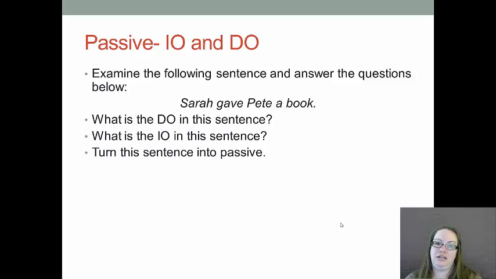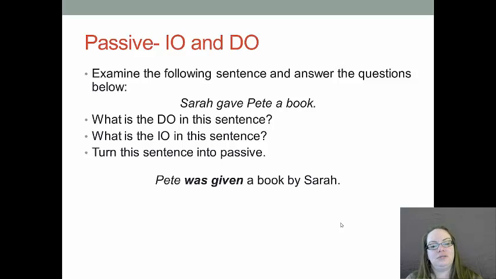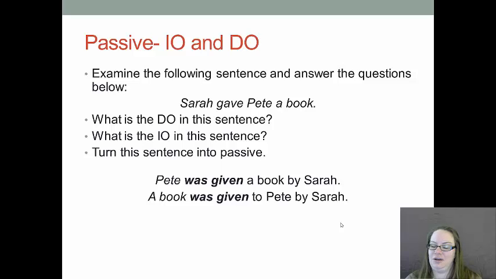If we change this to a passive sentence, we actually have two options. Pete was given a book by Sarah, or a book was given to Pete by Sarah. So we're still adding our by phrase, but now our indirect object, when it's used in the object position, in that second position, we have to use the to phrase with it. We have to use the preposition with it. So when we are turning something into a passive, we move the object to the beginning.